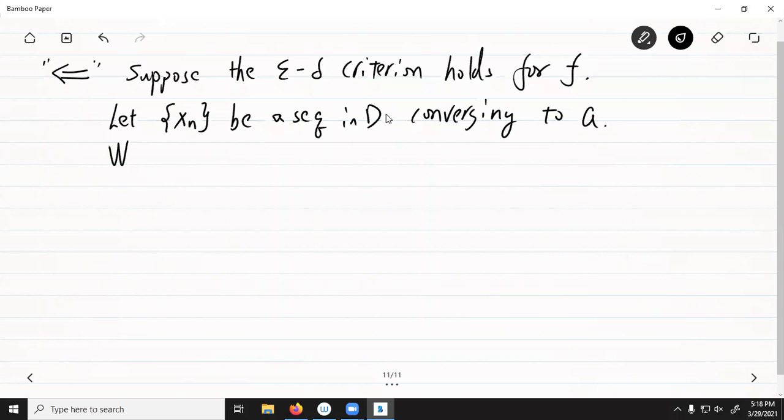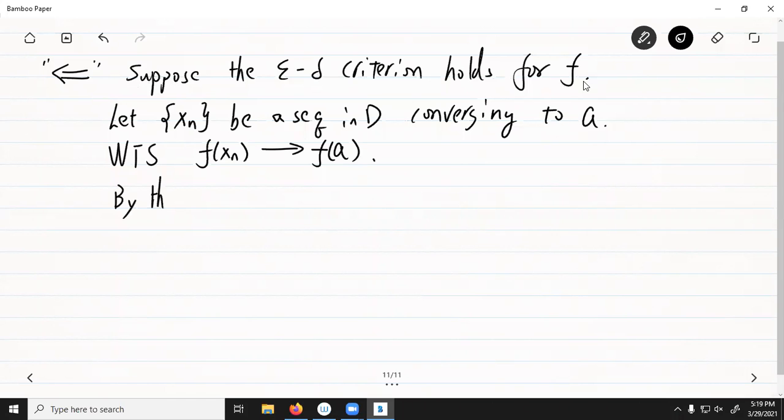We want to show that f of xn will approach f of A. This is our aim, right? So now we want to use this condition: the epsilon delta criterion holds for f. Okay, what does this mean?